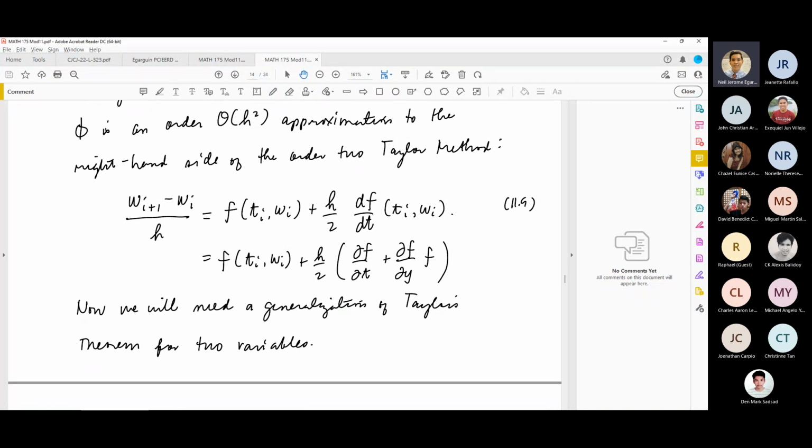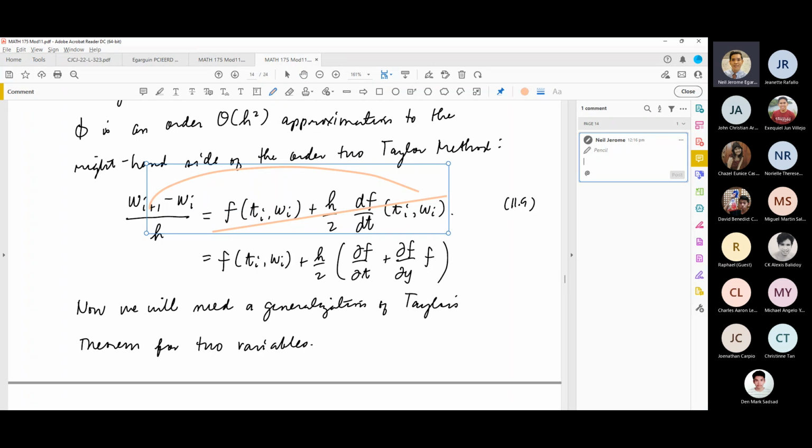Ayaw gumana ng pen ko. But hopefully, I don't know if you can see this. Nakikita niyo ba yung cursor ko? O hindi? But I'm looking at equation 11.9. Okay, kita. Sorry, hindi ako makapagsulat. Ayun, there you go. Kaya lang, nasaruduhan ko naman siya.